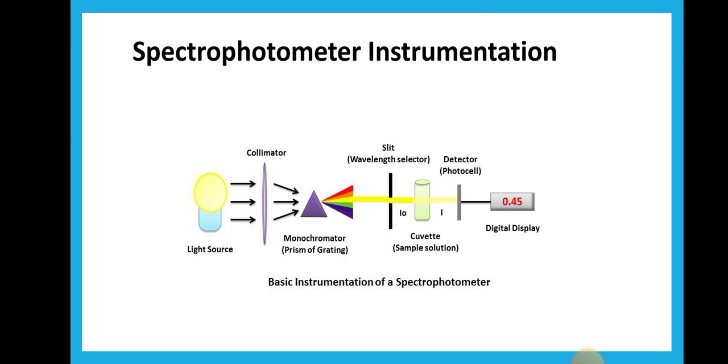Transmittance refers to the amount of light that passes completely through the sample and strikes the detector. Absorbance is the measurement of the light that is absorbed by the sample. Then the detector senses the light being transmitted through the sample and converts this information into the digital display.